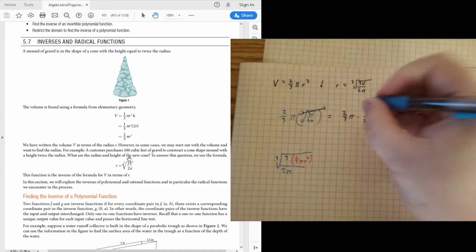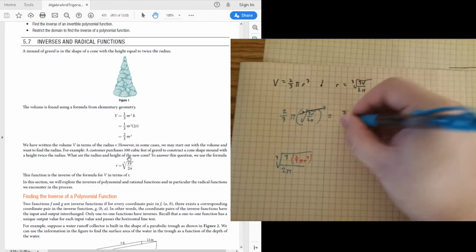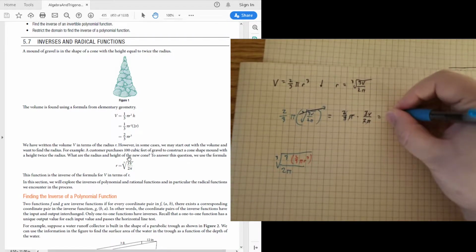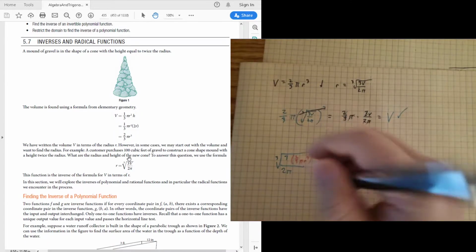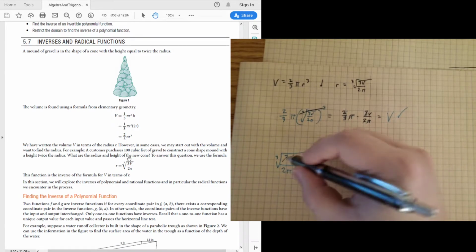Well, remember, a 2 on top and a 2 on bottom can cancel. A 3 on top and a 3 on bottom can cancel. A pi on top and a pi on bottom can cancel, leaving just v. And in this one, the same basic thing happens. So the 3 times this, we have a 3 on top and a 3 on bottom.